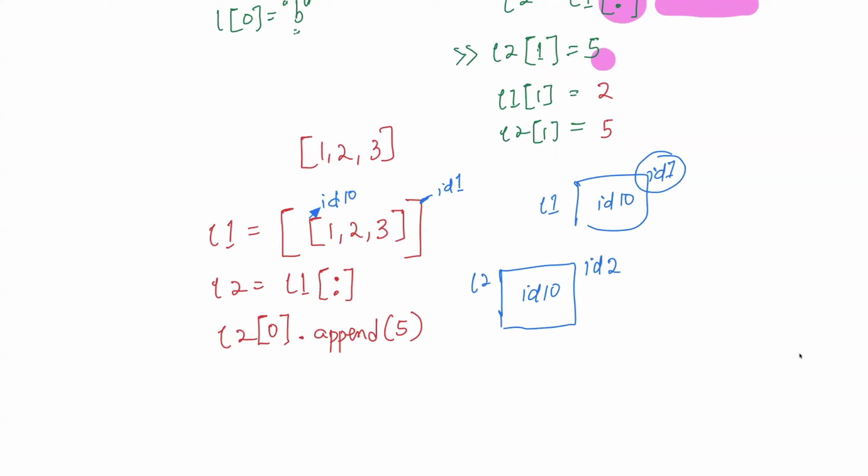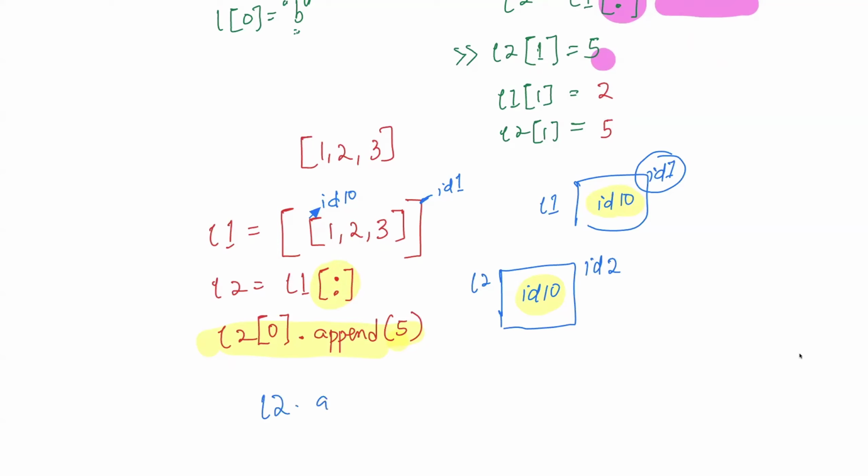When I do L2 index 0, what is L2 index 0? L2 index 0 is ID10, right? And I make a change to it by appending 5, it's going to affect L1 index 0 also. Can we all see that here? I'm explaining what this thing does. This is what we call a shallow copy. It's not a deep copy, it's a shallow copy. That means it only makes a copy at the top level.